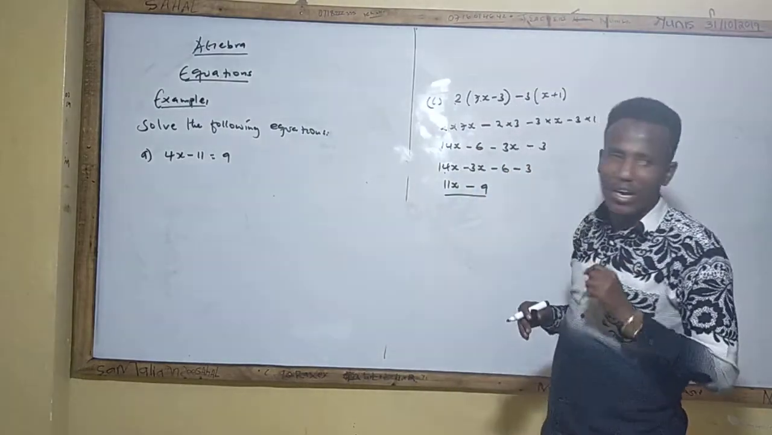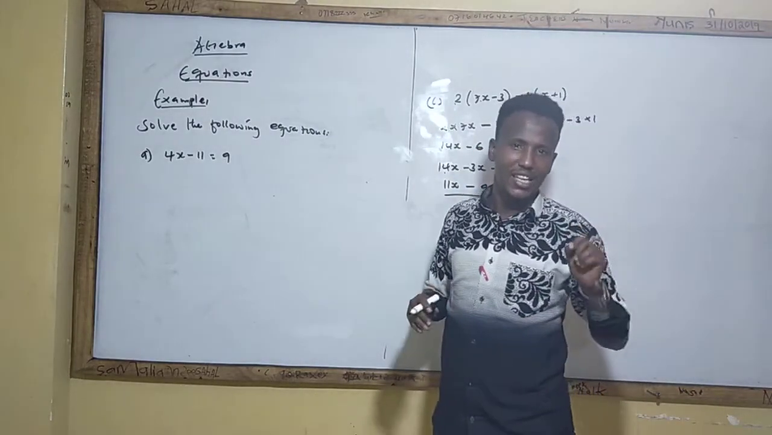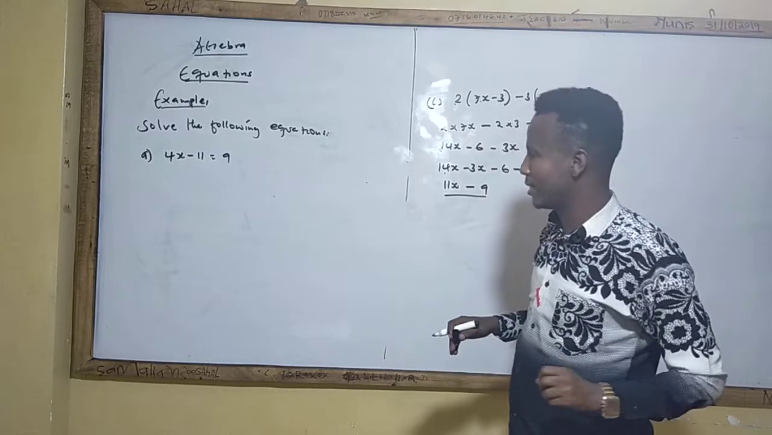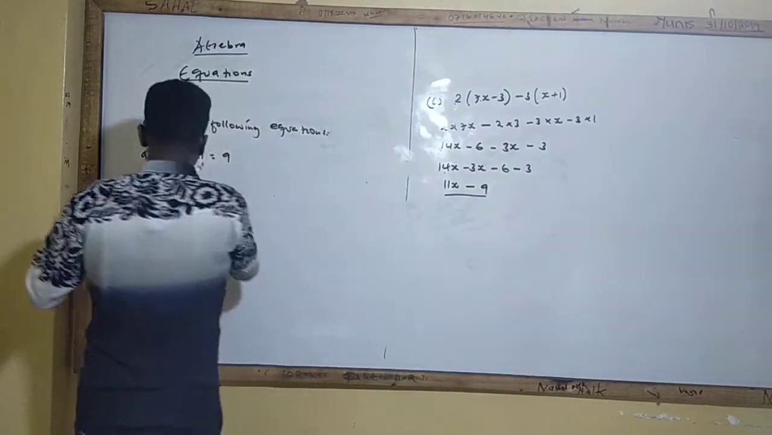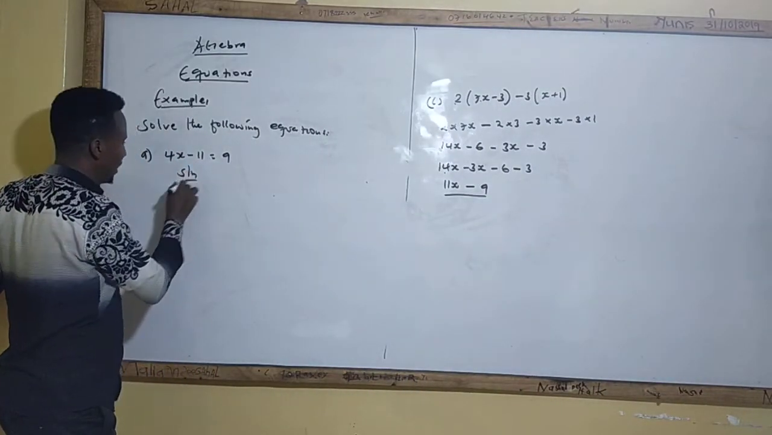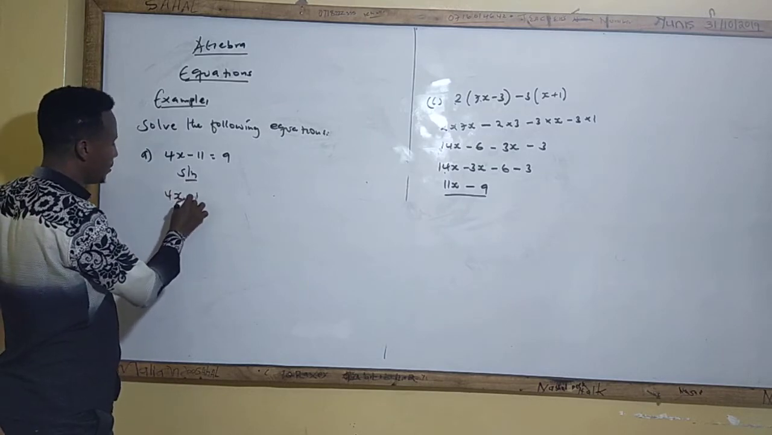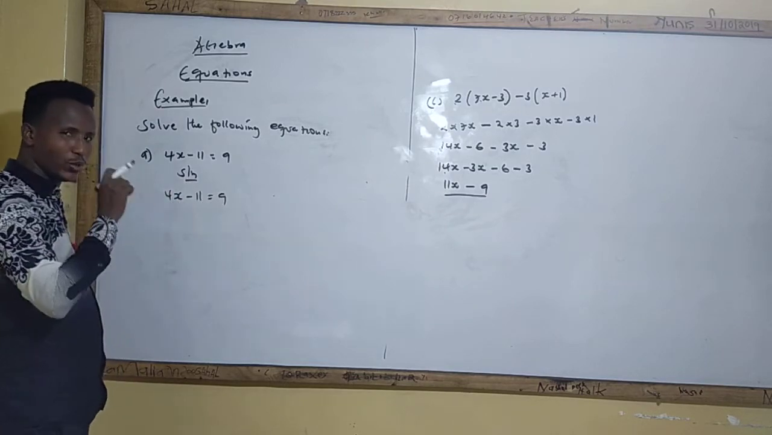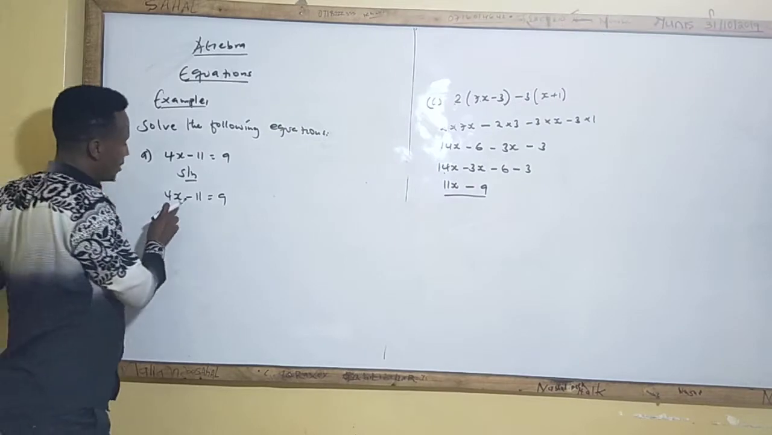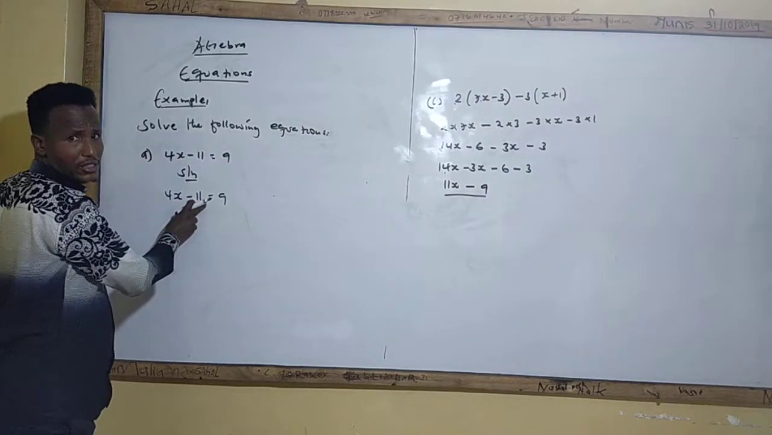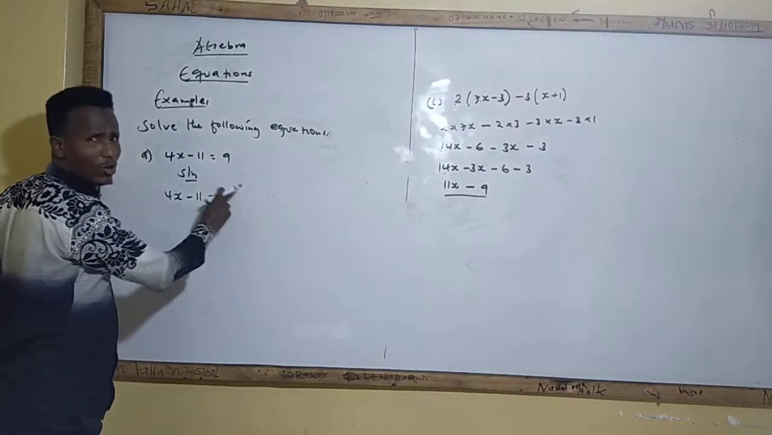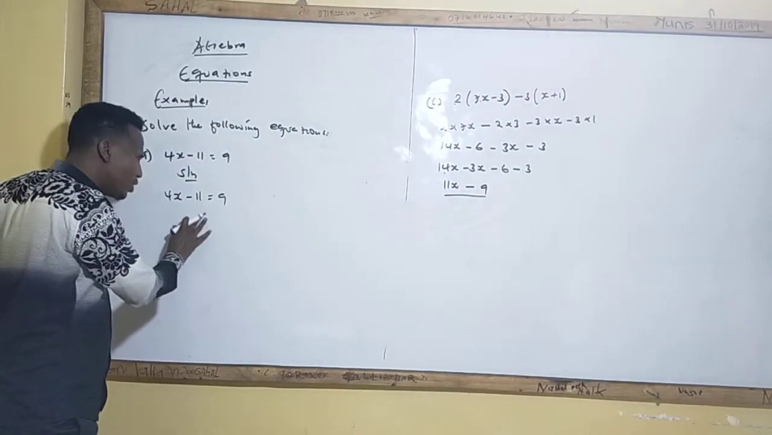So algebra is very, very easy. Just understand the basic knowledge of this concept of mathematics. Yeah? Now, I will take this one. When you come to the solution part, look here. You're going to say, 4x minus 11 is equal to 9. Write what you're given first. Then remember, this is a normal number. So you take this one to the other side. We are collecting the like terms, remember? We will take this one to the other side.